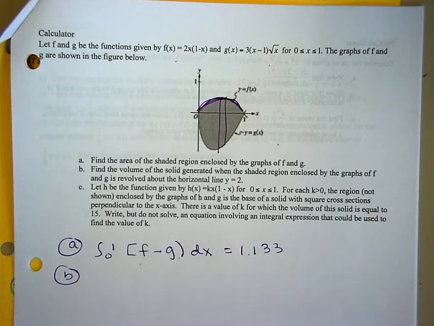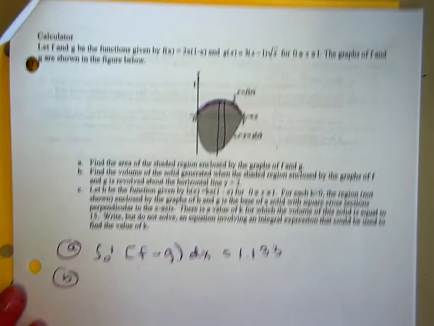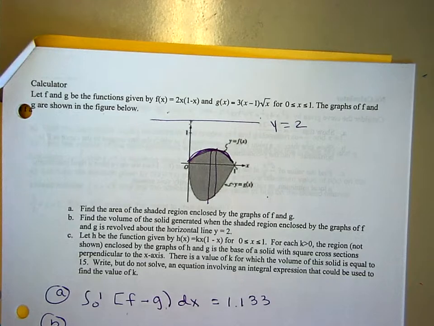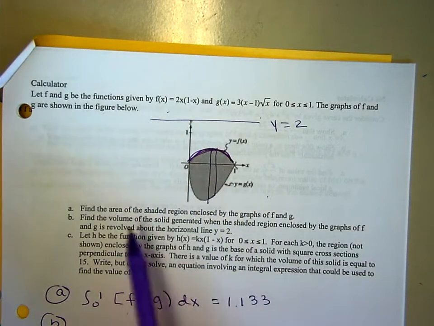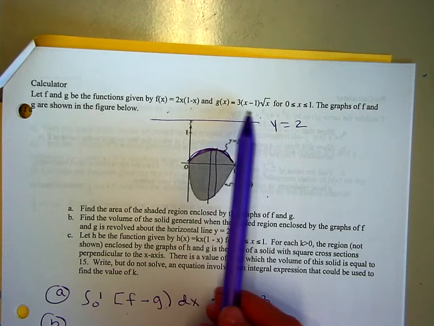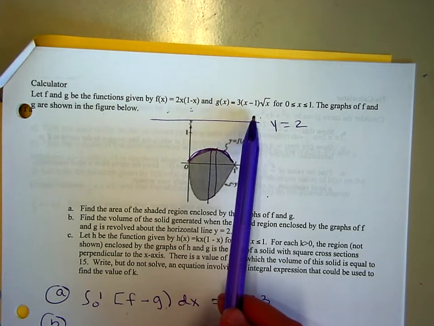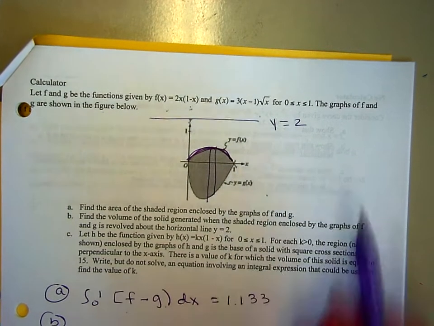Part B. Find the volume when we are revolving about line y equals 2. So draw your line y equals 2. It's somewhere up here. Now, you're going to have to decide whether to use shells or washers. I look at these equations. It's already set up to do dx. It's going to be very tricky to do it for dy. So I'm going to leave it as dx.